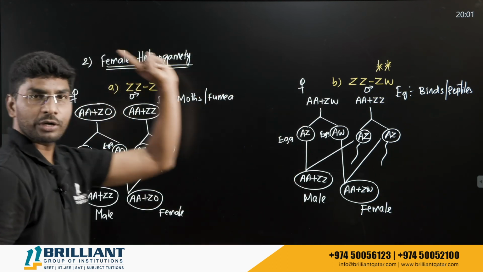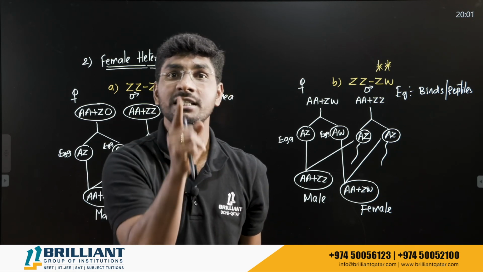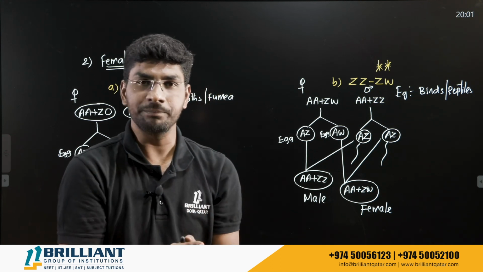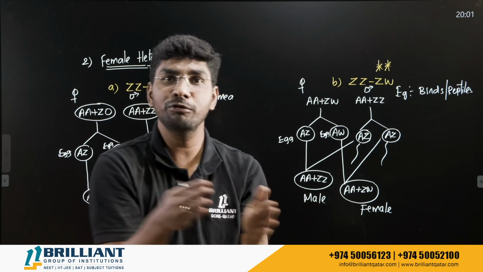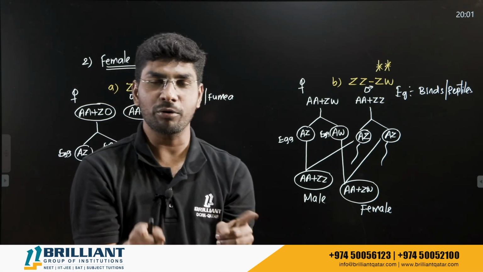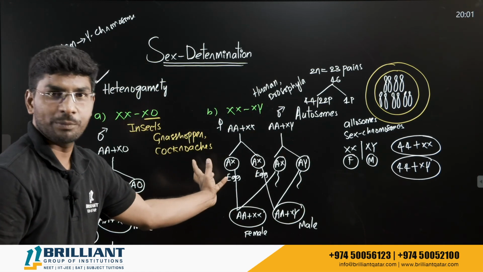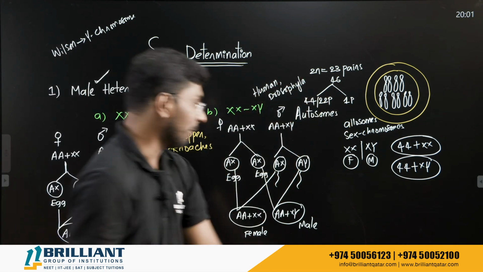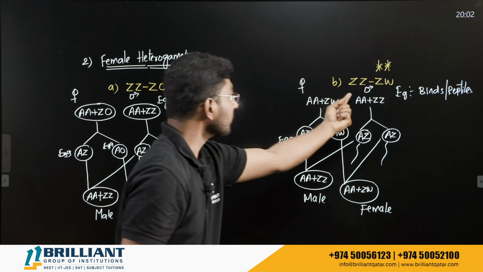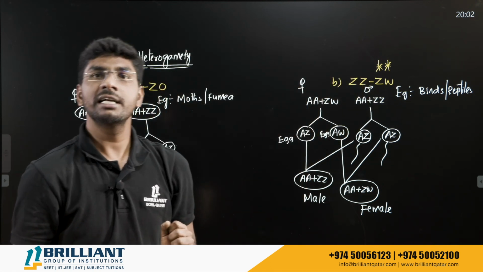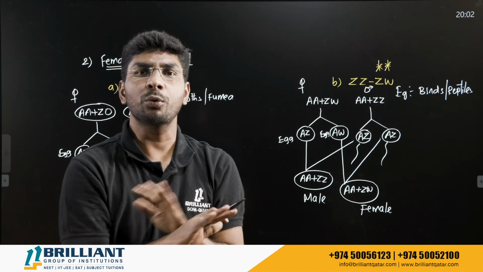That means in female heterogamy, females are producing two different types of eggs, and the sex determination of the young one depends on the type of egg which is going to fertilize with the sperm. In male heterogamy, the sex of the young one is determined by the sperm, the type of sperm which is going to fertilize with the egg. Male heterogamy: XX-X0, insects, cockroaches, grasshoppers; XX-XY, human beings, Drosophila. Female heterogamy: ZZ-Z0, a few types of butterflies and also moths; ZZ-ZW, birds, reptiles. Before your examination, just go through this video for quick revision.